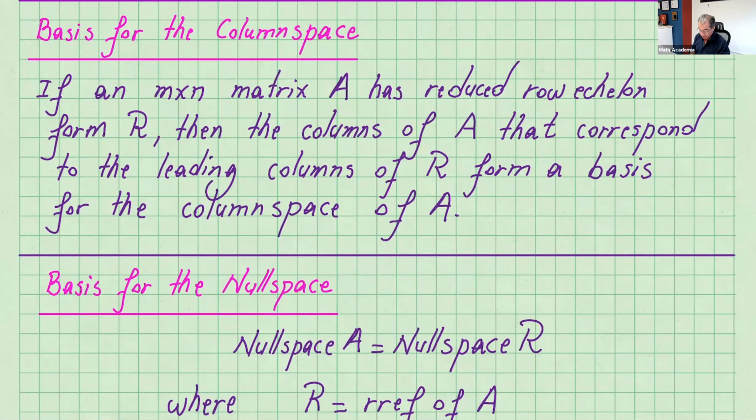If an n by n matrix A has reduced row echelon form, that's the RREF, and again, from the last lectures, we're always going to call the RREF R, then the columns of A that correspond to the leading columns of R form a basis for the column space of A. I will show an example, and once you see it, that will be very clear.